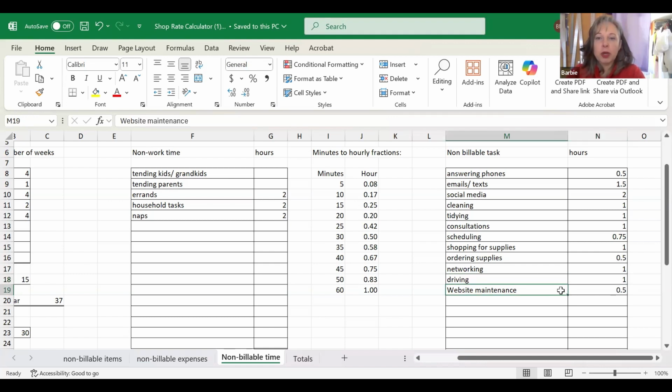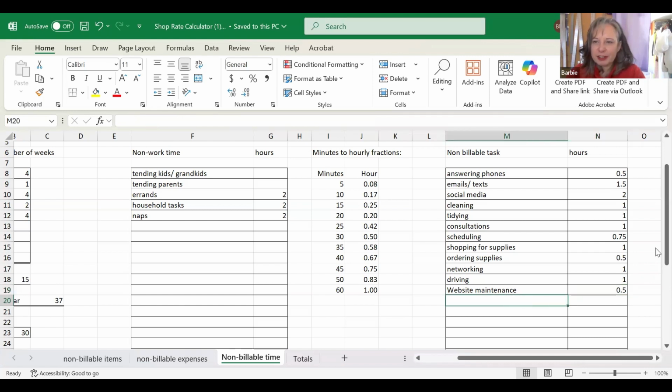And how much website maintenance do you do? I put half an hour a week. I don't tend to my website every week, but my goal is every 2 to 3 months. And then it takes me several hours to remember how to get back in and change everything. So, on average, I can say it probably averages out to half an hour a week. Okay.